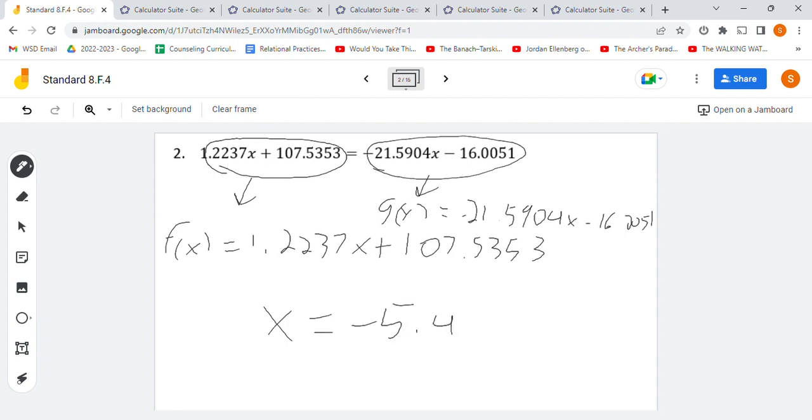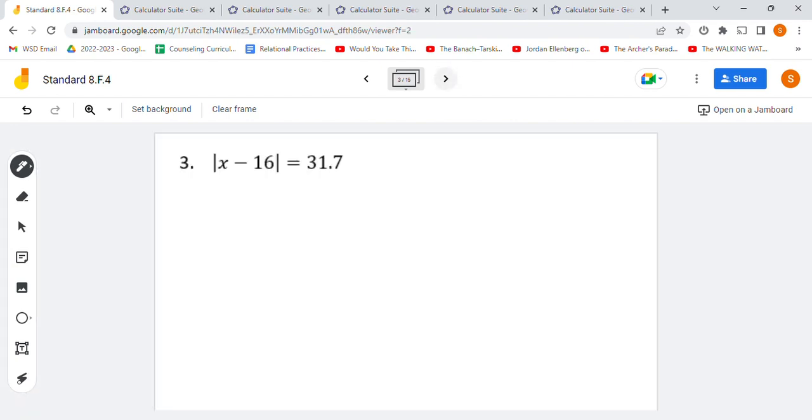All right, equation number 3 here. On the left side, we'll have f of x equals the absolute value of x minus 16.